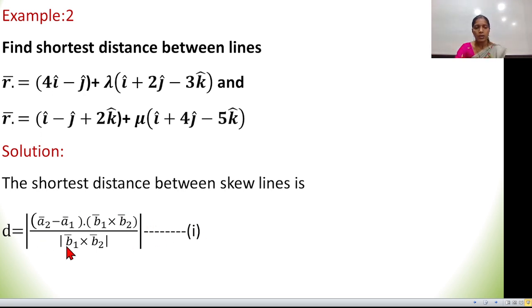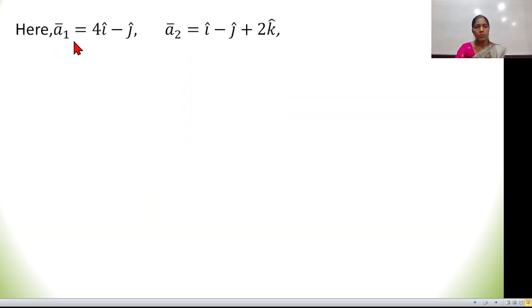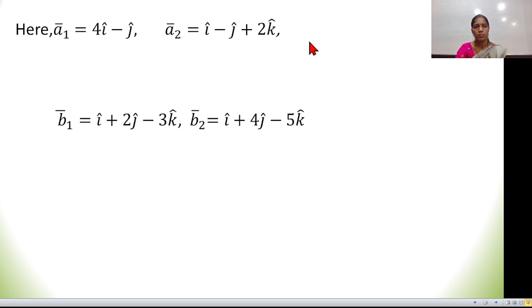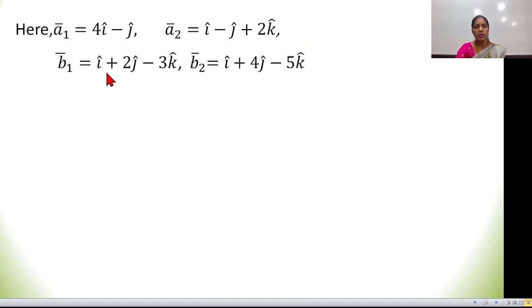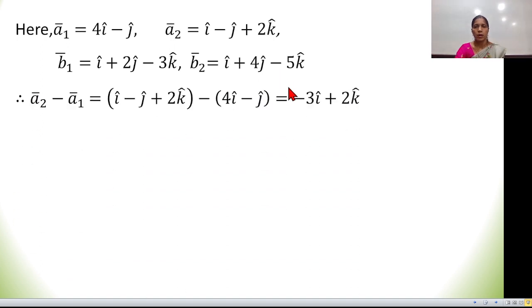So, for applying this equation, we have to determine the value of a2 bar minus a1 bar and b1 bar cross b2 bar. After comparing these two equations with the equations r bar is equal to a1 bar plus lambda b1 bar and r bar is equal to a2 bar plus lambda b2 bar, we get a1 is equal to 4i minus j, a2 is equal to i minus j plus 2k, b1 bar is equal to i cap plus 2j cap minus 3k cap, and b2 bar is equal to i cap plus 4j cap minus 5k cap.